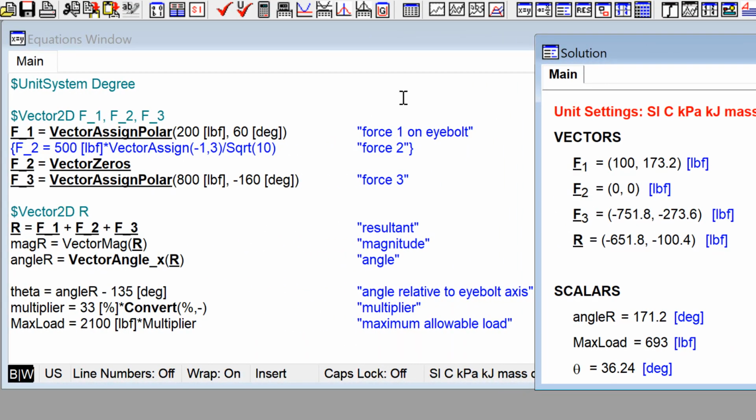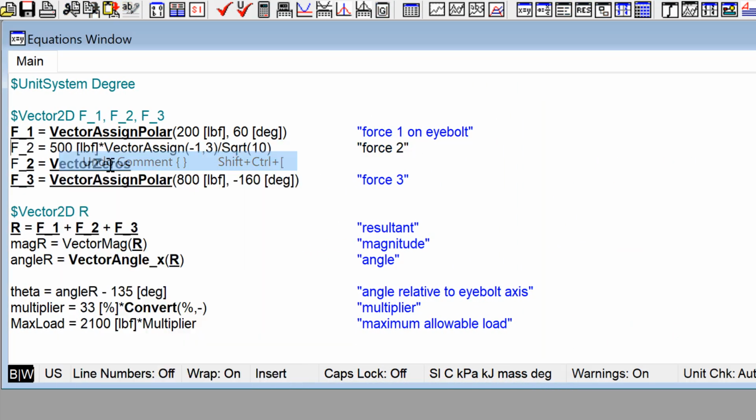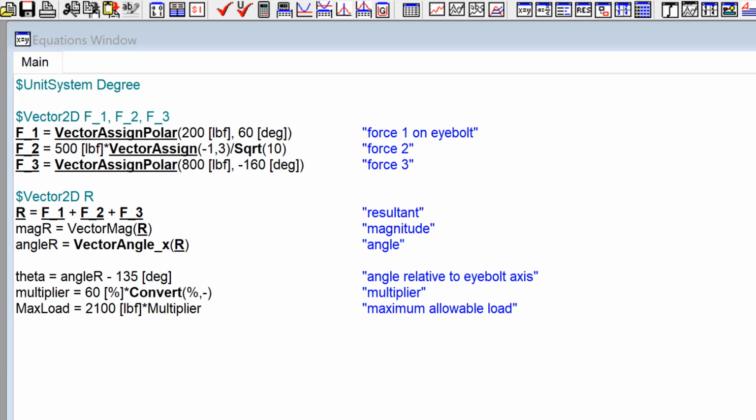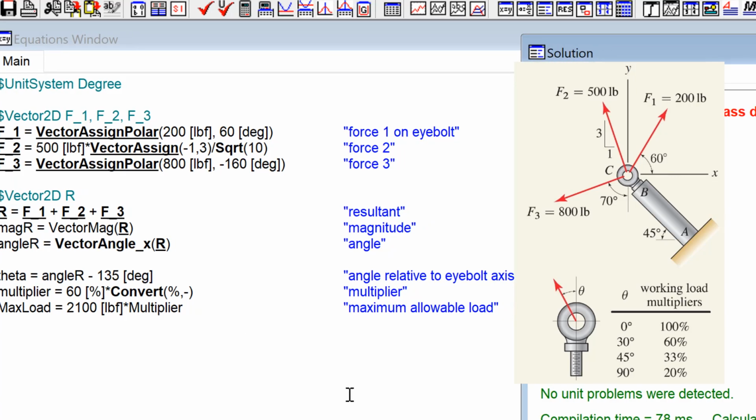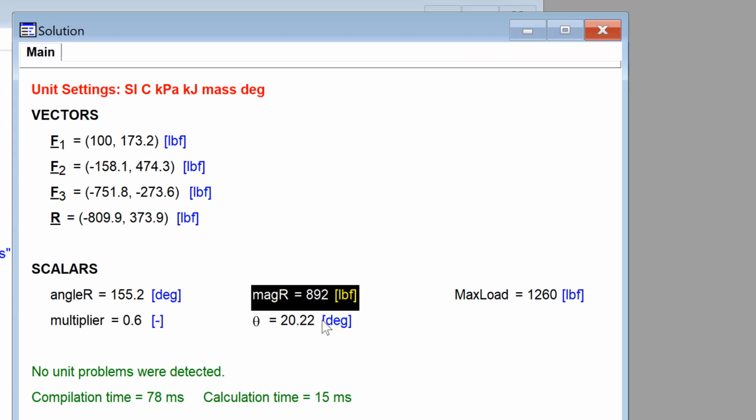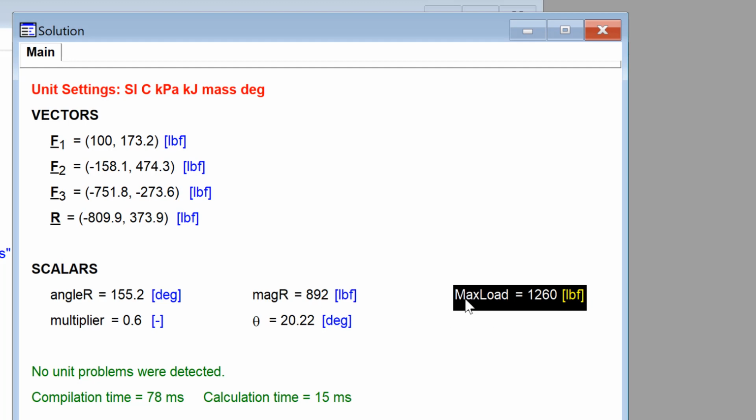So let's go back now and we'll reapply the original F2 and get rid of this. We can ask ourselves a question like, how big do any one of these forces have to get before we cause the eye bolt to fail, everything else being constant? So right now, if I solve, the magnitude of the resultant is 892 pounds force, and our max load is 1260 pounds force, so I'm well below failure. If I start to increase the magnitude of any of these forces, how big can I make it before this number grows to be equal to that number?